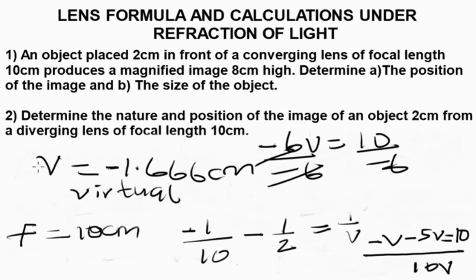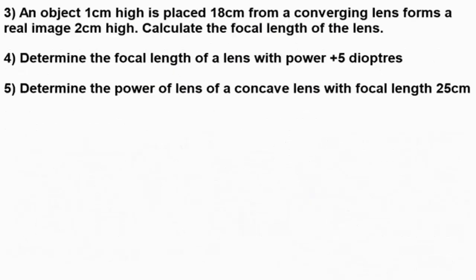Let's wipe this now and solve further problems on this so that we can understand it better, and also so we can help to solve problems involving power of lenses. Okay, let's look at question 3. Question 3 says an object 1 cm high is placed 18 cm from a converging lens, and forms a real image 2 cm high. Calculate the focal length of the lens.